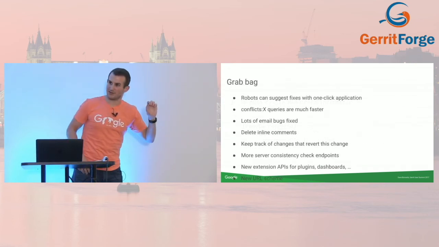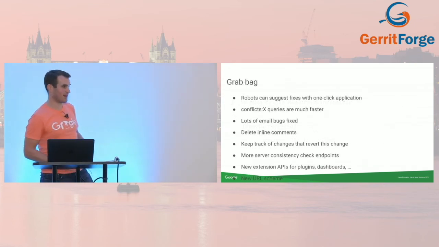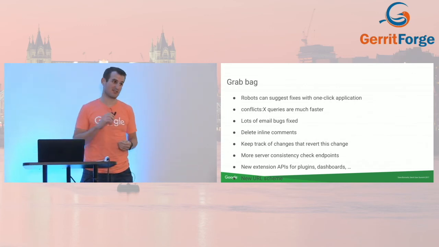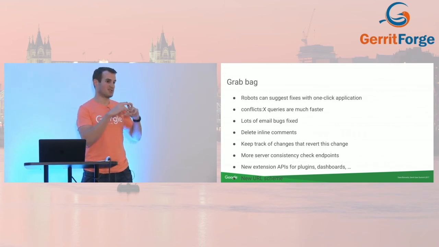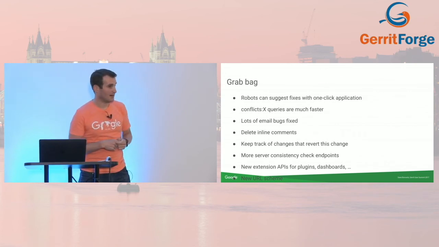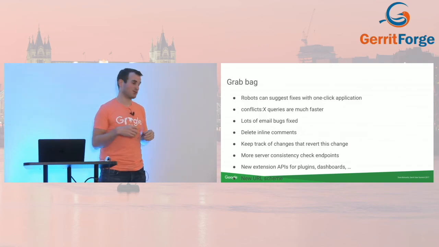Robot comments are a feature that we really think will start to ramp up in adoption when more people are using NoteDb. Robots can now suggest fixes, and you click a button that says apply fix, and it creates a change edit containing your fix, which is kind of nice. Conflicts queries are the thing that makes the dashboard or change screen really slow to load. Those are much faster. Logan fixed a bunch of bugs in our email sending where we thought we were sending emails to reviewers, and we just weren't. We now tested this, and Logan wrote a really nice test suite that's like 5,000 lines and fixed 1 million bugs.